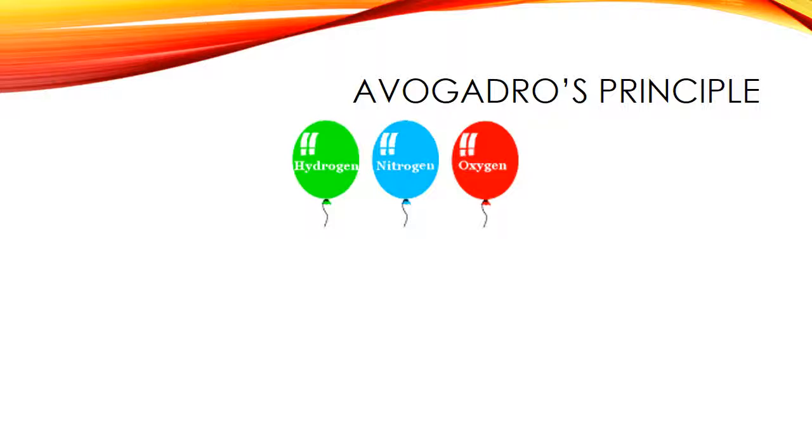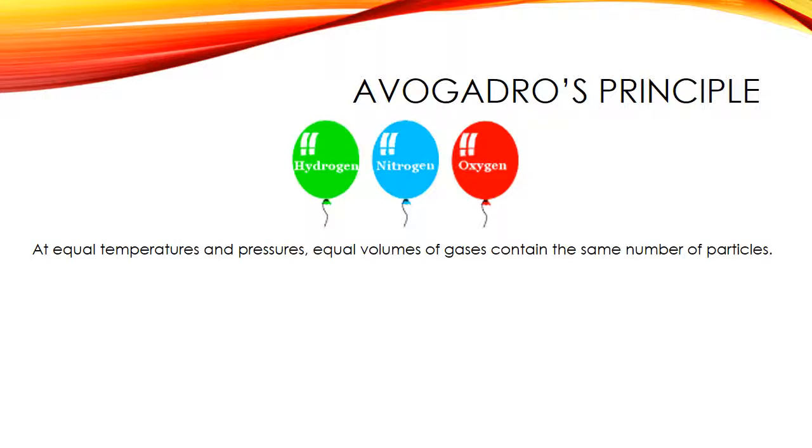Well, Avogadro, in thinking about this, thinking about how tiny all these particles are and how much space there is between them, came to the realization that as long as we have equal temperatures and equal pressures, if we have equal volumes of gases, they will contain the same number of particles, in other words, the same amount, regardless of how big the particle is.